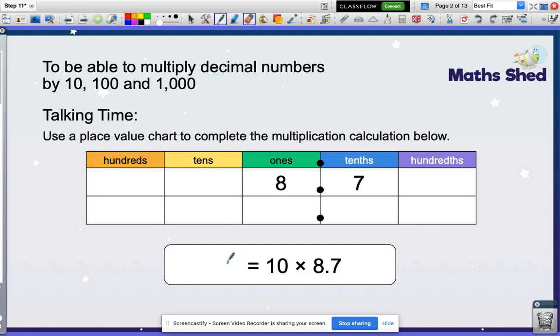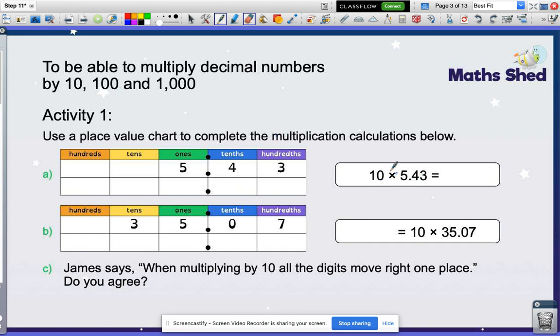Okay, again, if you think about the other day, it doesn't matter what side the calculation is on. The equal side just means that it has to be balanced. Both sides need to be the same. So 10 times 8.7, we're multiplying by 10. Each digit moves one place to the left. The 8 moves from the ones to the tens, and the tenths move into the ones. So our answer is 87.